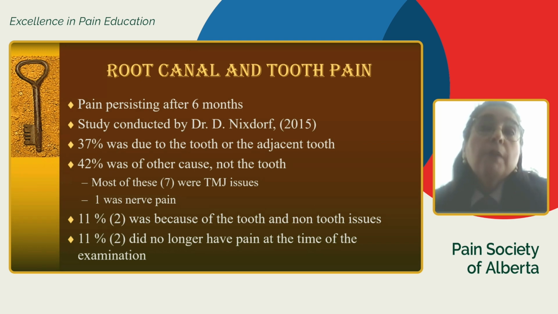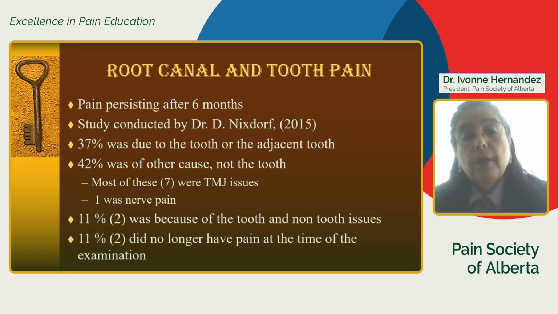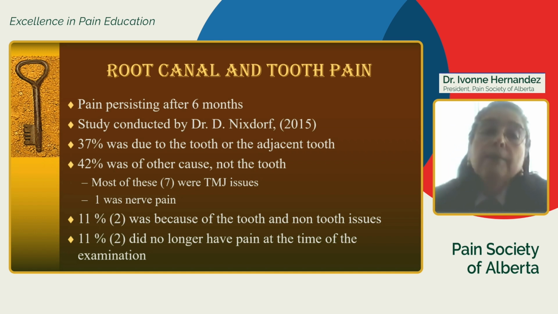37% of those people who still had pain, it was because of the tooth. So there was still a problem with the tooth or the adjacent tooth. But 42% was another cause, not the tooth, and most of the time it was TMJ issues. And by TMJ issues, I mean muscle or joints. One case was actually nerve pain. Two cases, 11%, were because of the tooth and also because of non-tooth issues. And in 2 cases, by the time he was able to assess these people, they were no longer having pain at that time.